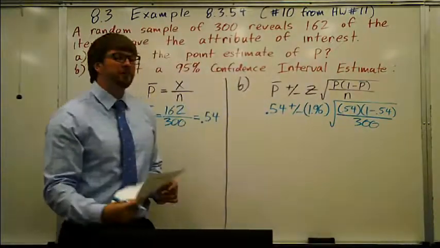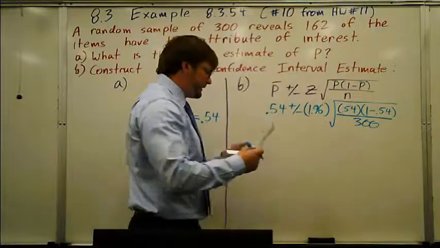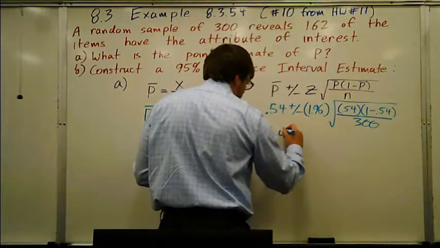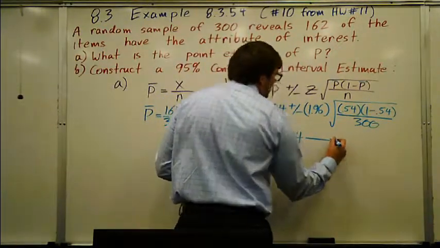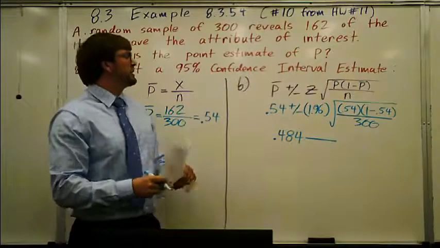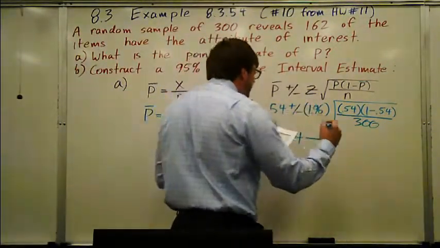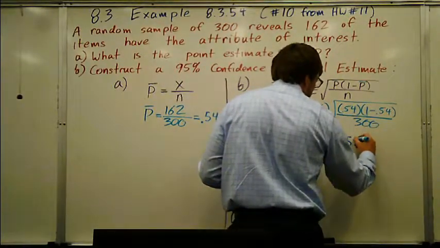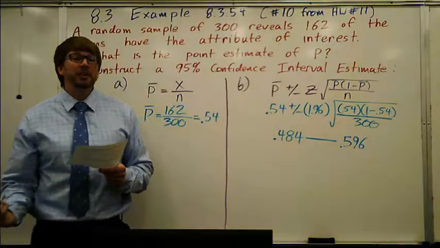Once again, to figure out the lower bound, you take the 0.54, subtract all this, and you end up with 0.484. Then to figure out the upper bound, you take the 0.54 and add all that, and you come up with 0.596. And there we have the interval estimate for this population proportion.